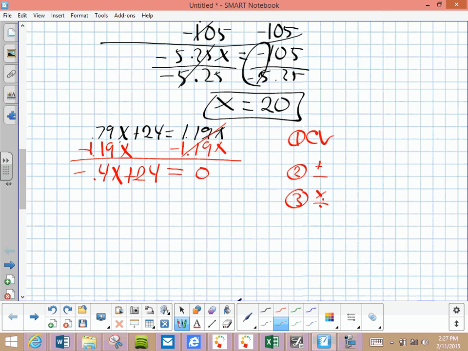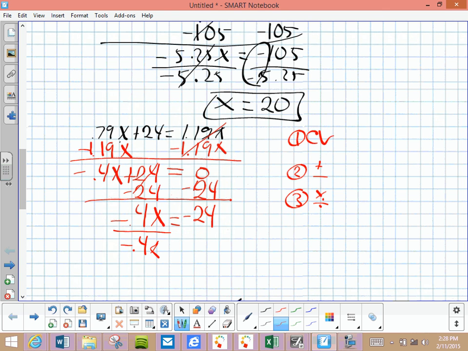And now the second step says you have to subtract or add something, right? So you subtract 24 from both sides. This goes away. Then you bring down the negative 0.4x. And 0 minus 24 gives me negative 24. I have 0 girls and 24 boys. The boys don't go away. They still stay there, right? They still exist. And now you divide by negative 0.4x.